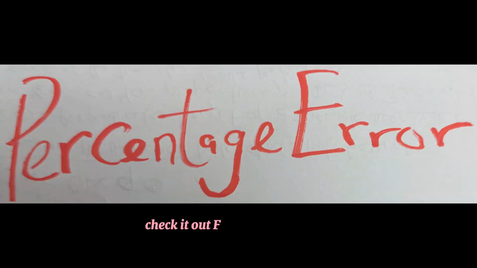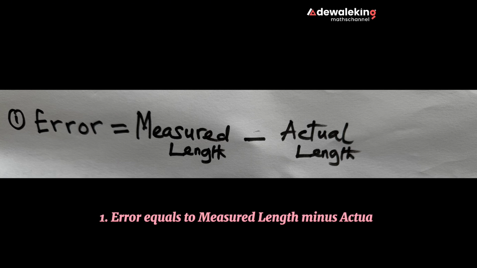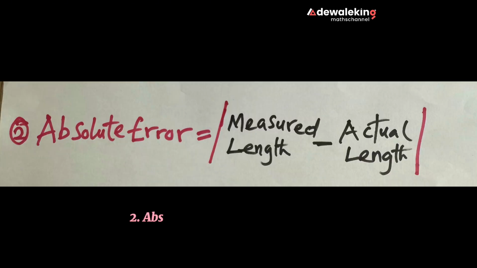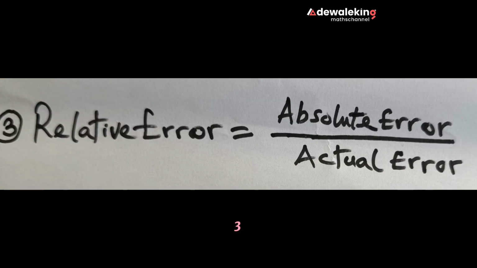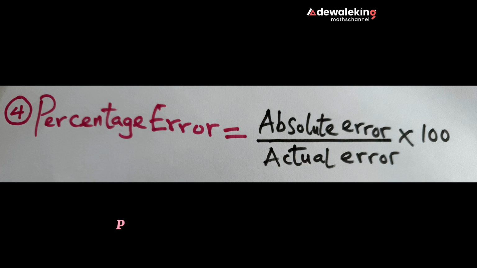Check it out! For percentage error, the following formulas have to be considered. 1. Error is equal to measured length minus actual length. 2. Absolute error is equal to the modulus of measured length minus actual length. 3. Relative error is equal to absolute error divided by actual length. 4. Percentage error is equal to absolute error divided by actual length times 100.